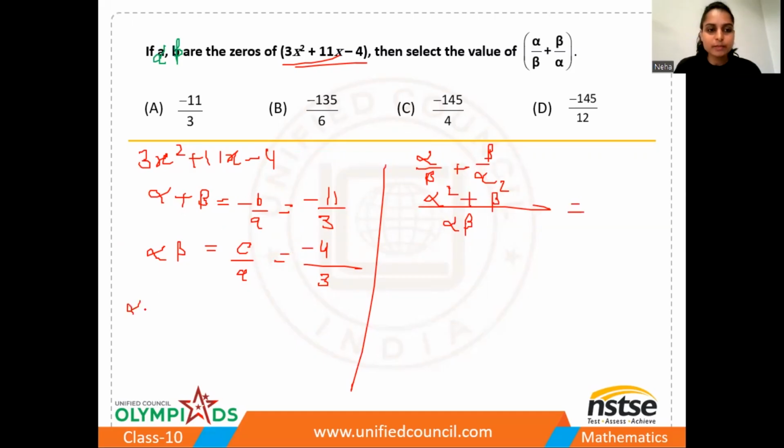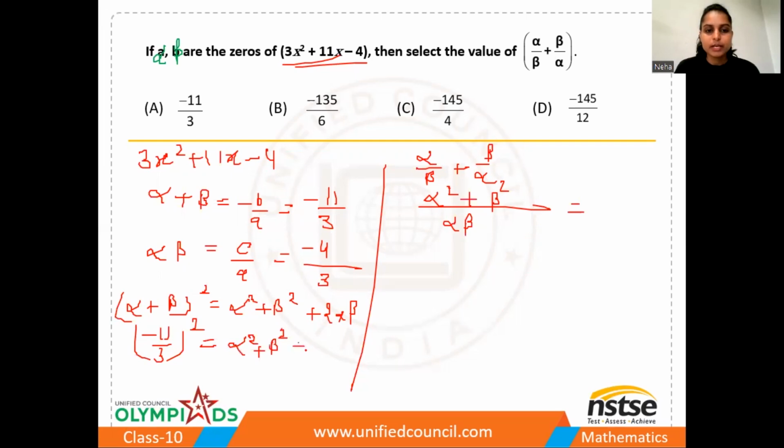If I do the square, it becomes alpha plus beta whole square is equal to alpha square plus beta square plus twice of alpha beta, right? So alpha plus beta whole square is minus 11 by 3 whole square. This is equal to alpha square plus beta square plus twice of alpha into beta, which is minus 4 by 3. So this is how I can get the value of alpha square plus beta square. Perfect. After finding the value of alpha square plus beta square, I can put it here, right?